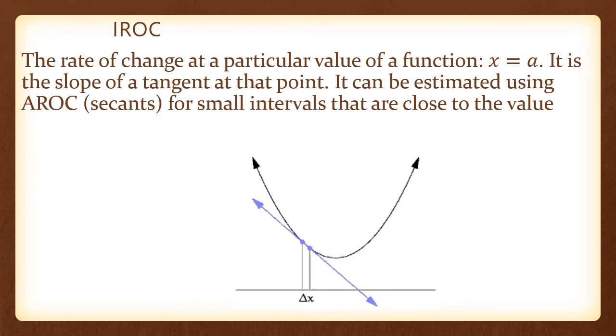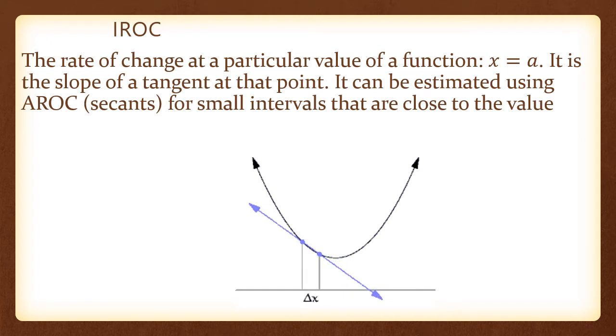So at x equals a, let's say. And this is the slope of a tangent at that point. So it can be estimated using AROC or secants for small intervals that are close to the value. If you take a look at that moving image, there's one point that is moving and it's getting slowly closer and closer and closer.